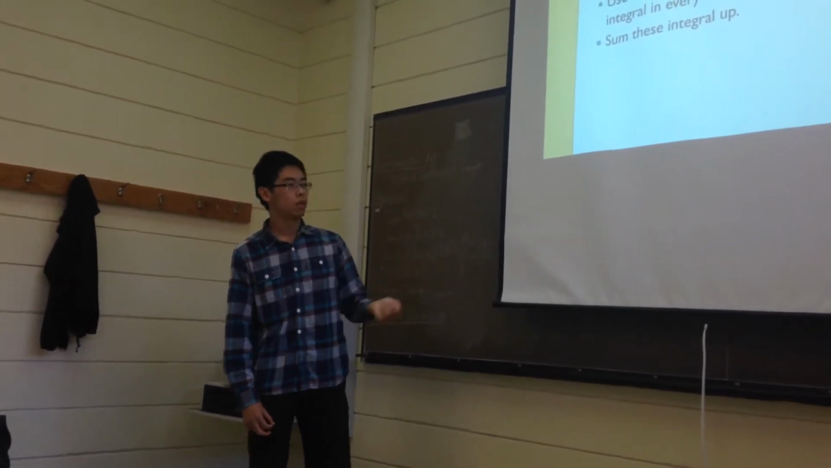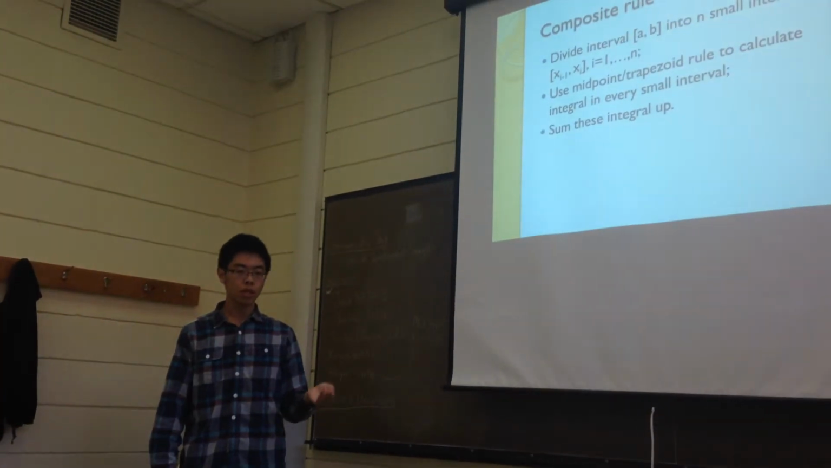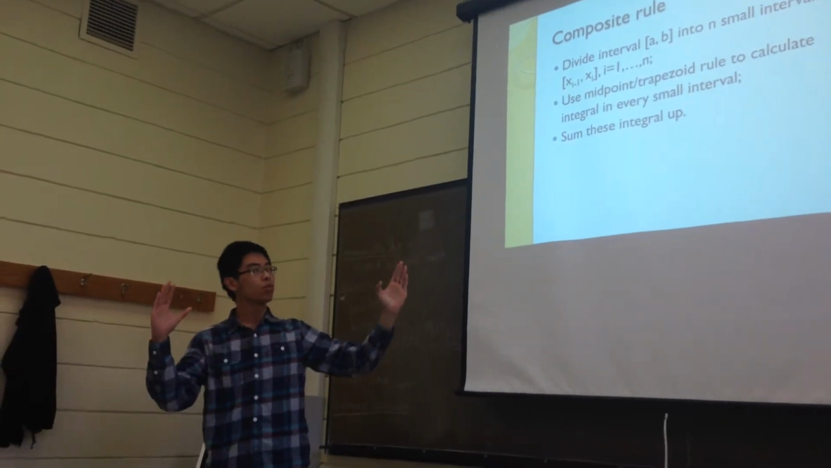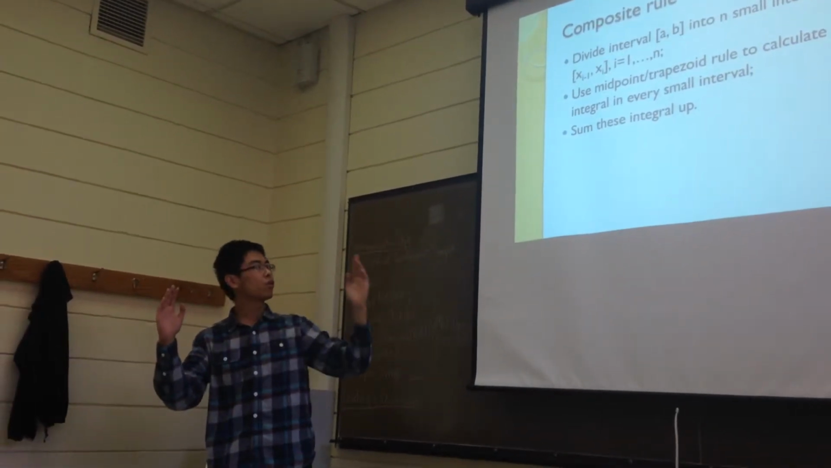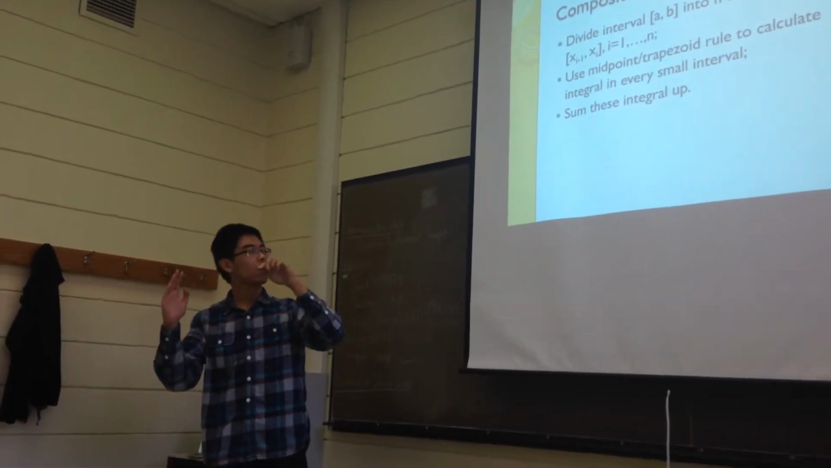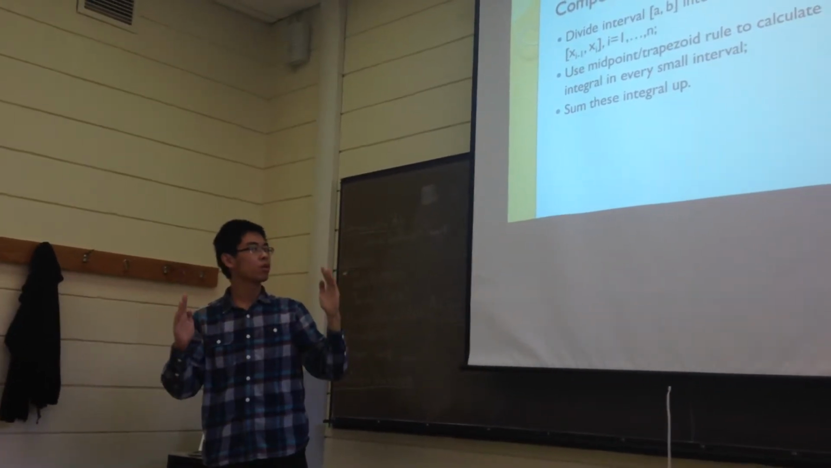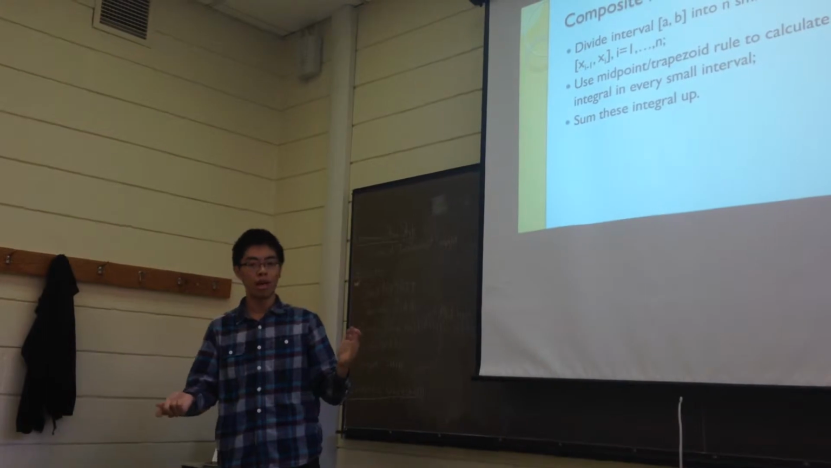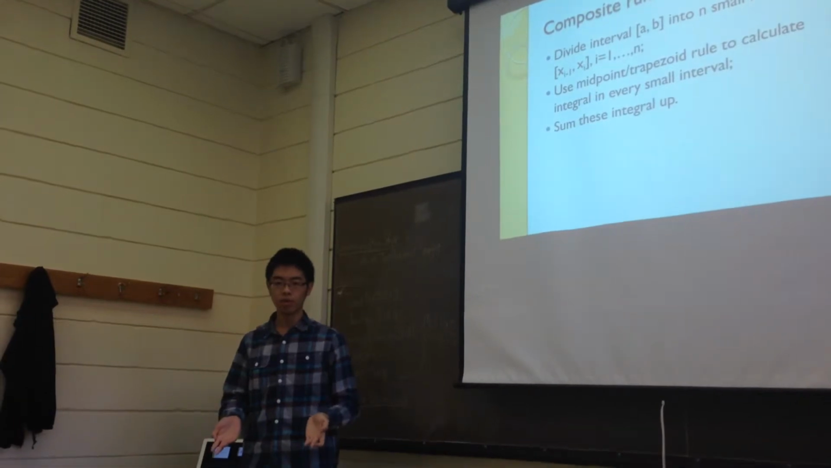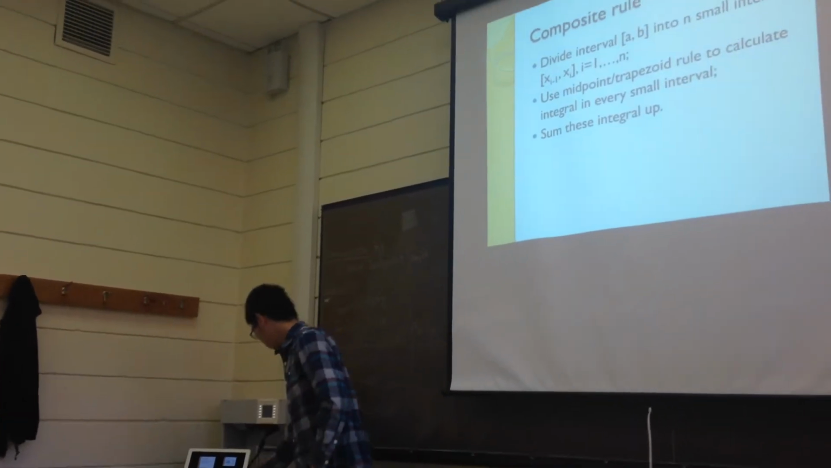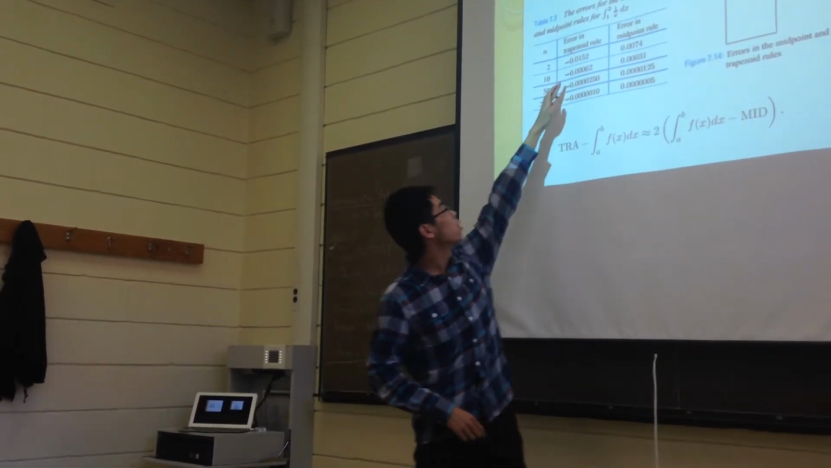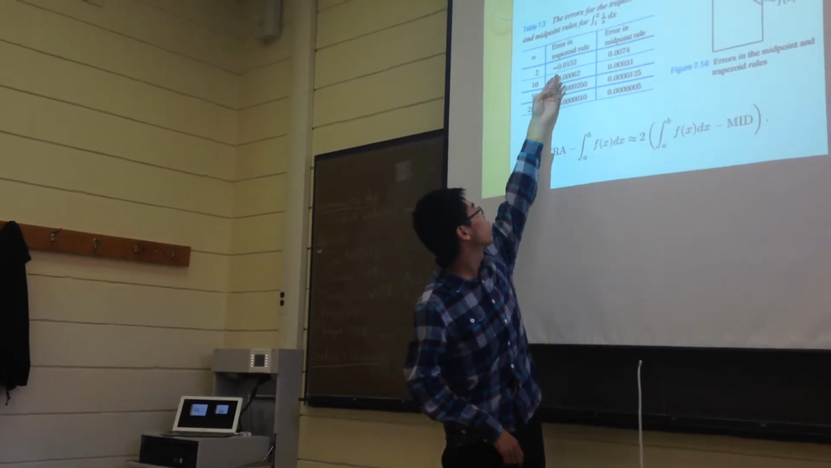So in order to get a more accurate result, we need the composite rule. That is, divide the interval [a, b] into n small intervals, and then use the midpoint or trapezoid rule to calculate the integral in every small interval. And finally, sum these integrals up. This is the composite rule. And as you can imagine, the larger n is, the more accurate the integral will be, which is very clear in this table. If we look at this color, you can see the larger n is, the smaller the error will be.